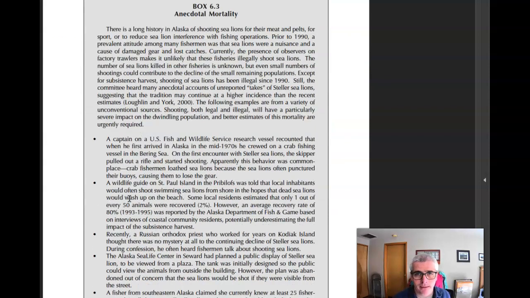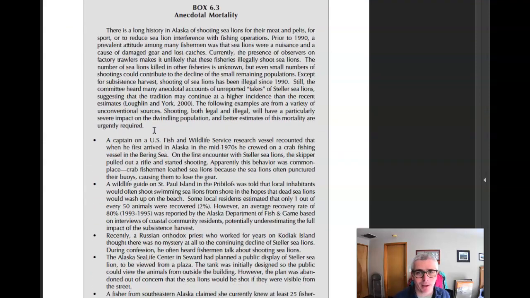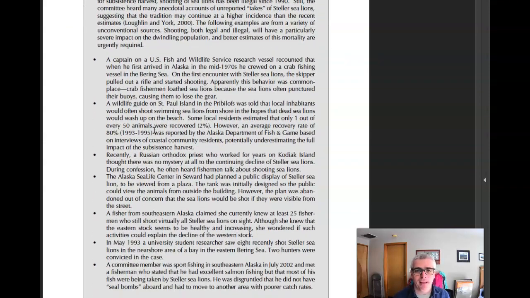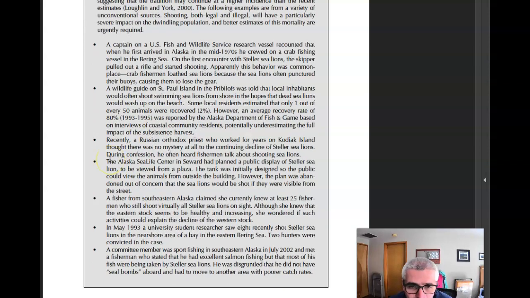And anecdotal mortality. Okay, I just want to look at this box here, box 6.3. There's a couple of good ones here. Recently, a Russian Orthodox priest who worked for years on Kodiak Island thought there was no mystery at all to the continuing decline of Steller sea lions. During confession, he often heard fishermen talk about shooting sea lions. It's not the shooting part, but that's just a crazy source of information. An Orthodox priest. Oh yeah, during confession they tell me all about it.